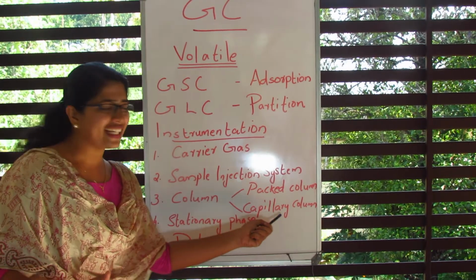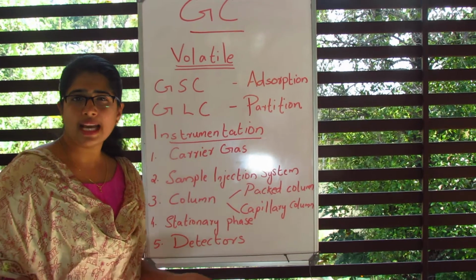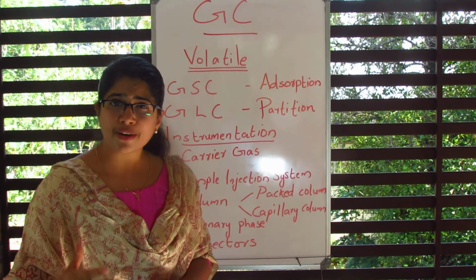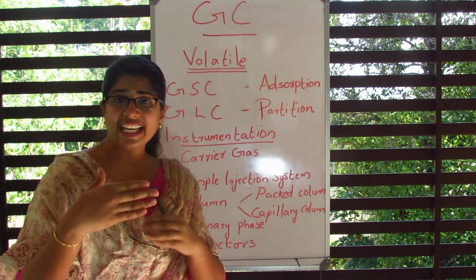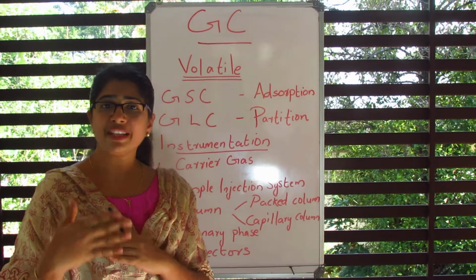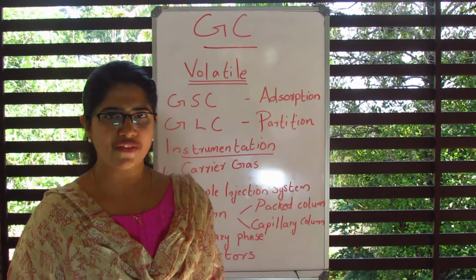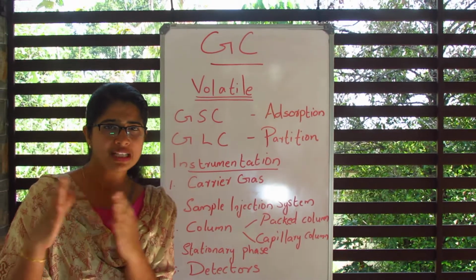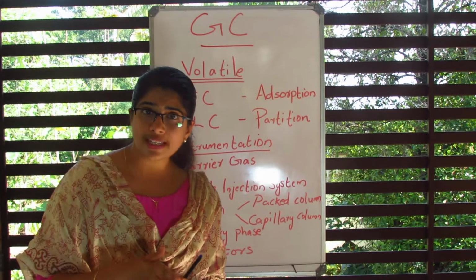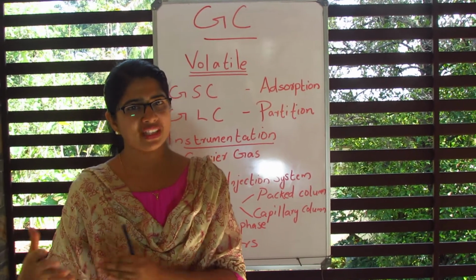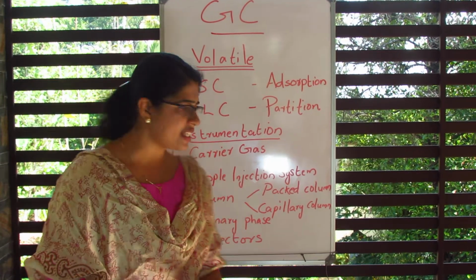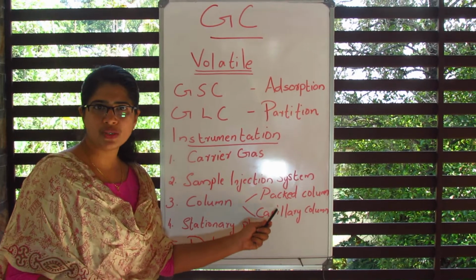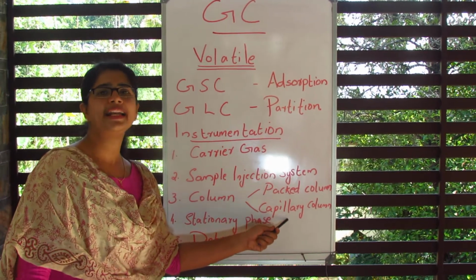Then we are moving to the capillary column. Actually, this capillary column is fabricated from the capillary tube and the inner surface is covered with the help of liquid stationary phase. So in the column, how are the components to be separated? By their interaction with the column packing. Here in GC, two types of columns can be used. Which are they? Packed column and capillary column.